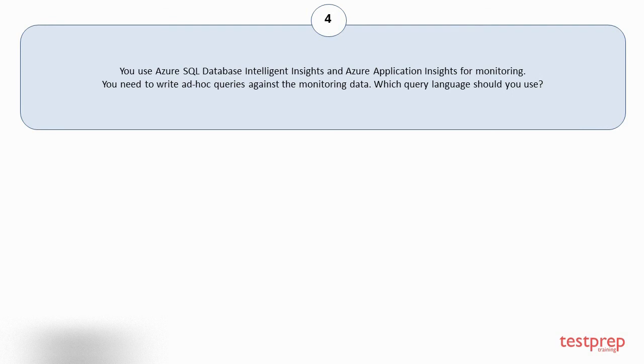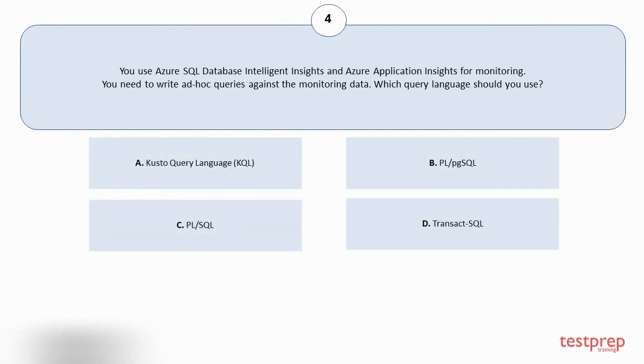You use Azure SQL Database Intelligent Insights and Azure Application Insights for monitoring. You need to write ad hoc queries against the monitoring data. Which query language should you use? Your options are: A. Kusto Query Language. B. PL/pgSQL. C. PL/SQL. D. Transact SQL. The correct answer is option A.